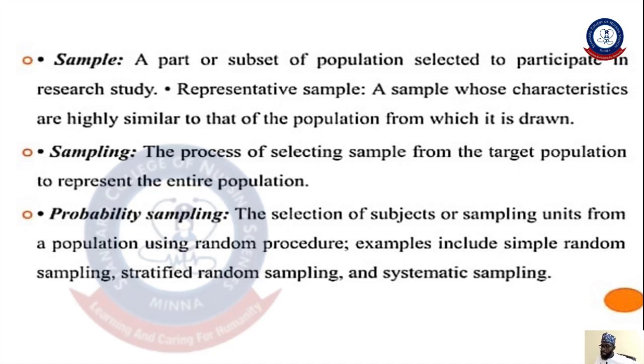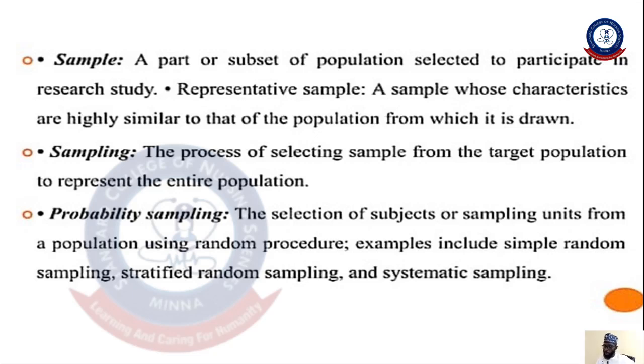And probability sampling. That is the selection of subjects or sampling units from a population using a random procedure, e.g., it includes simple random sampling, stratified random sampling, and systematic sampling. Probability sampling is just a way of selecting small units, or the sampling unit, from the population.